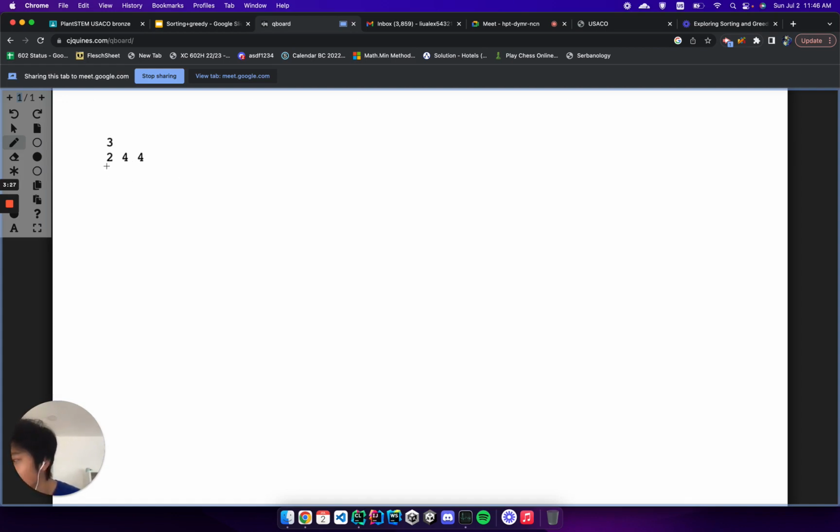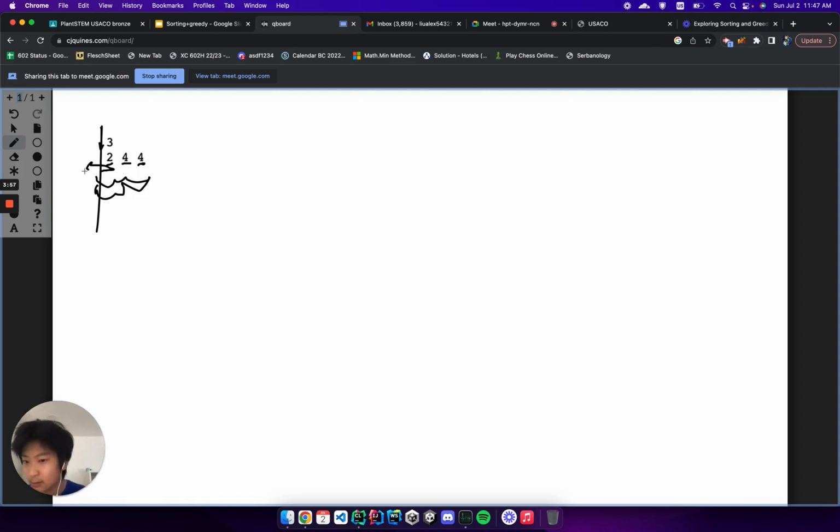First of all, we notice that all the values have to be even, right? Because if we're going to get back to our beginning position, each time we go to the right of it, we have to come back to the left of it. Which means all these values have to be even. So what we can do is greedily do this.